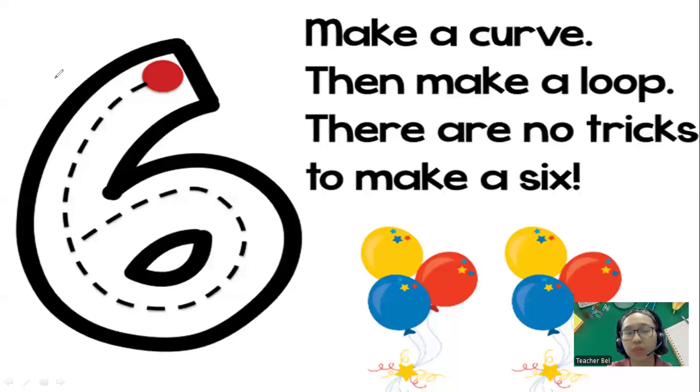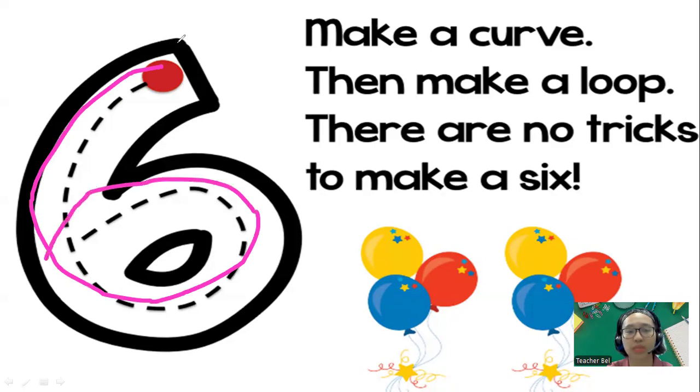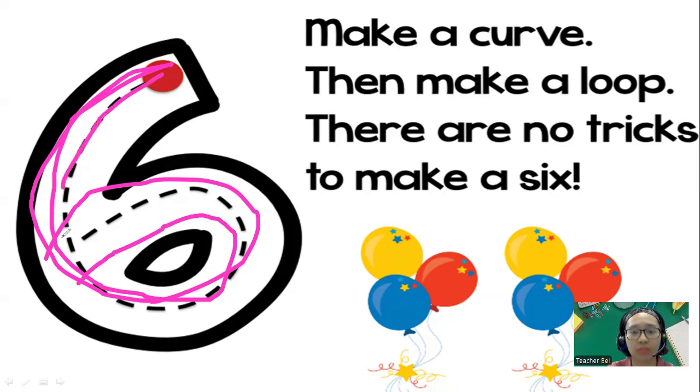The first number that we will need to practice writing is the number 6. You make a curve, then a loop. There are no tricks to make a 6. Again, you make a curve, then make a loop. Last one, make a curve and then make a loop. So we have our number 6.